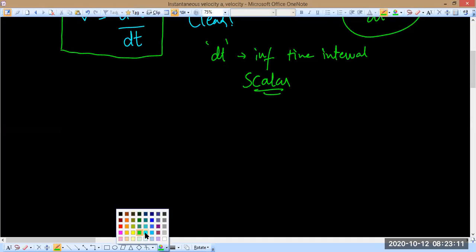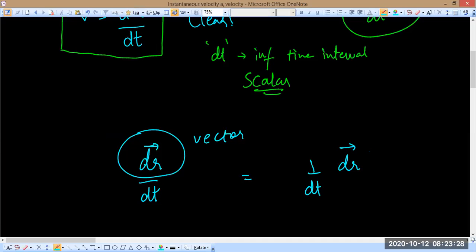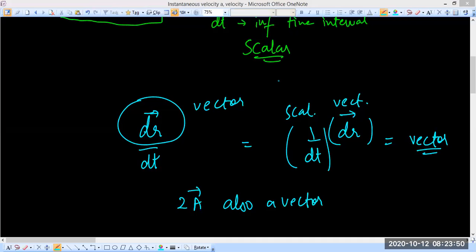So I want all of you to understand the right hand side. We have got something like this here. This is a vector and this is a scalar. Dt is a scalar, so you can always understand it in this form. We have done this earlier, right? You are multiplying a scalar with a vector. When we do that, we get another vector. I'm sure you all remember that. It's just like 2 into a vector is also a vector, correct?